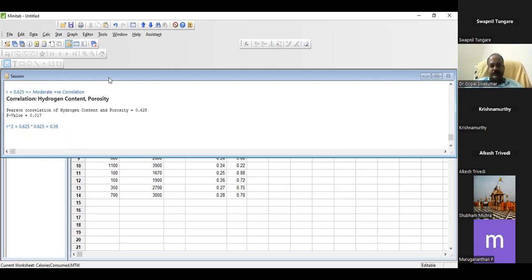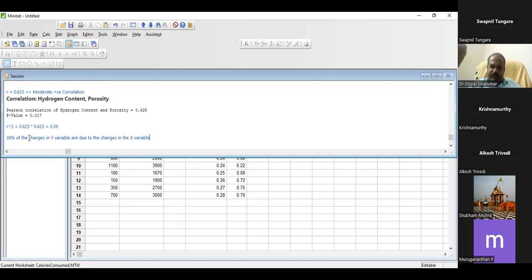That means, what is your understanding now? Can one of you frame the statement like how I framed the statement earlier? So 39% of the changes in the Y variable are caused by the changes in the X variable. Do you now understand the meaning of the statement?